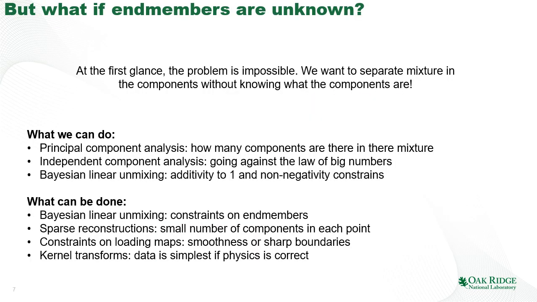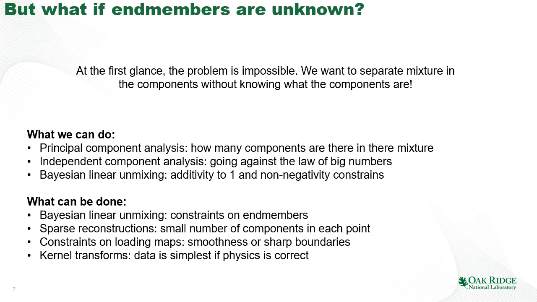Now, but what if the endmembers are actually unknown? Notice that in the previous example, we postulated that somehow we are given the endmembers for the pure components. But it's not always the case. So very often we really have only several examples of mixtures, and ultimately we are aiming to separate the mixture into the individual components. And at first glance, the process is really impossible.